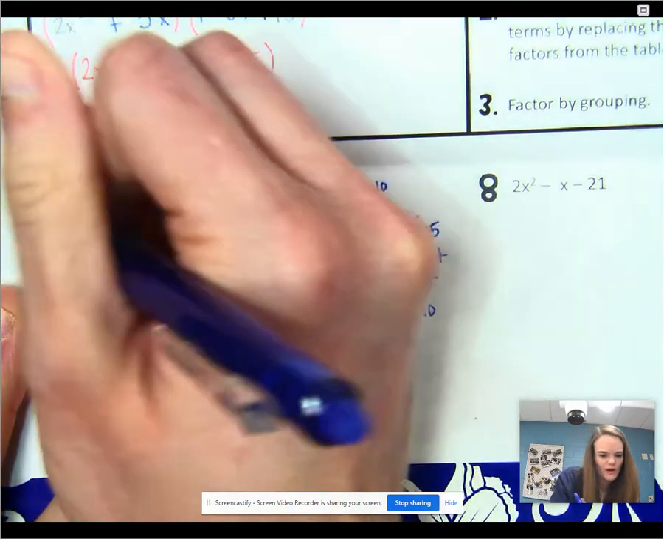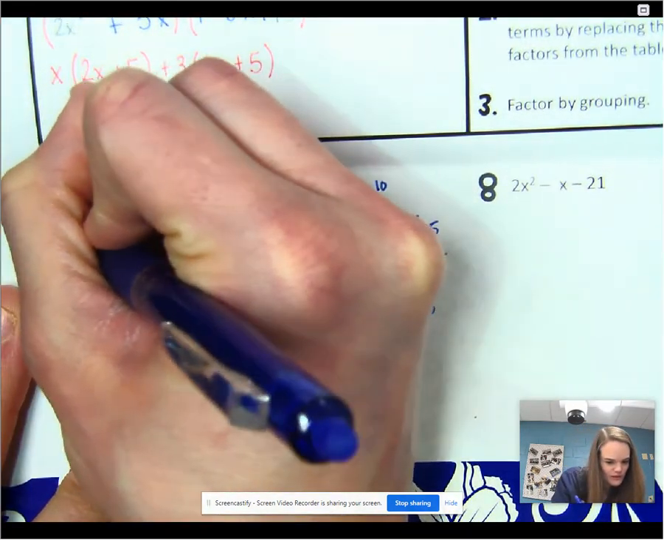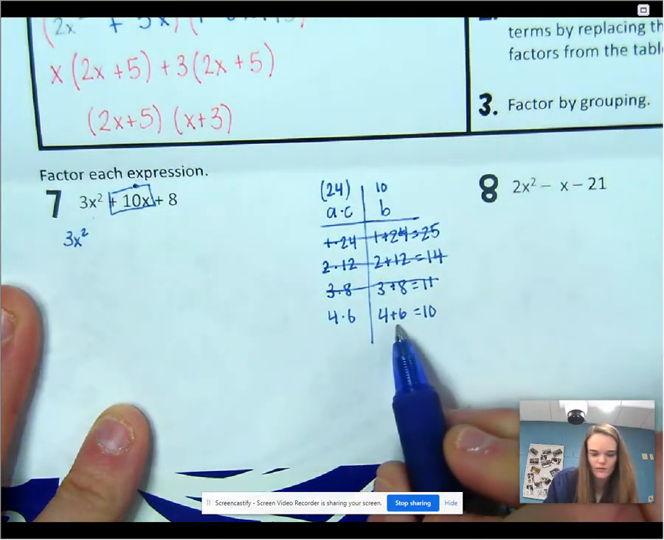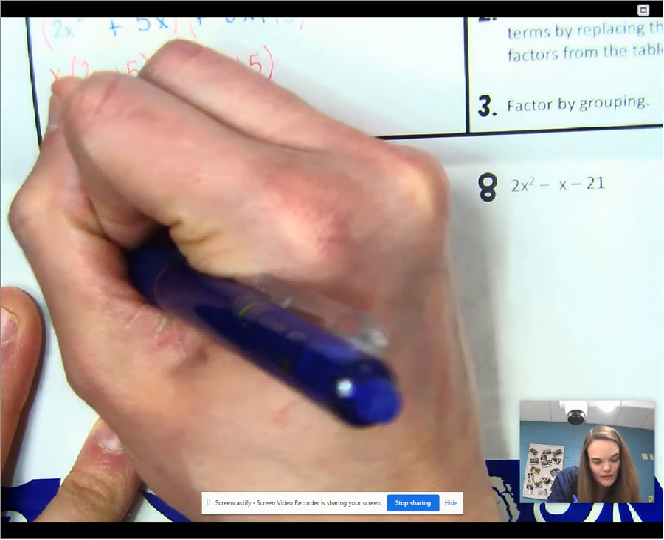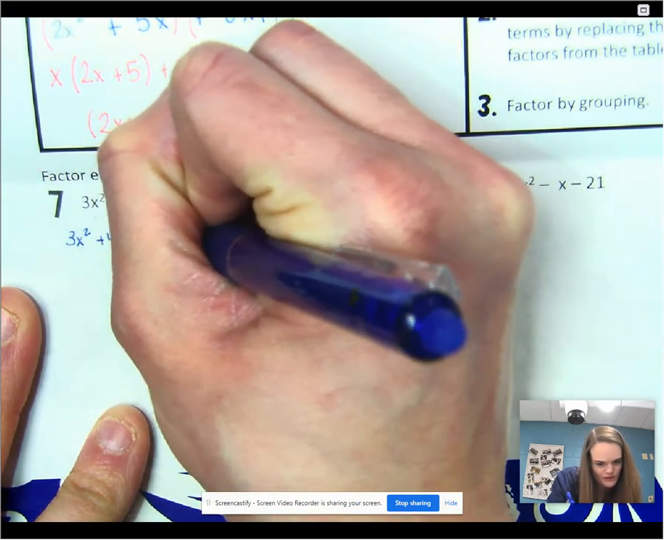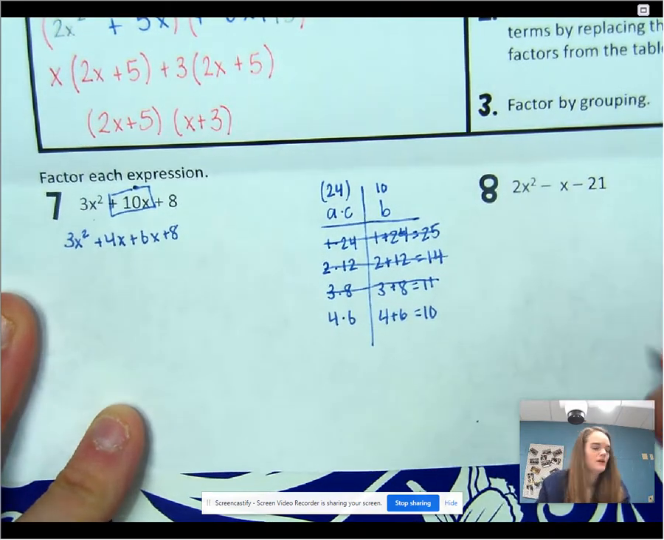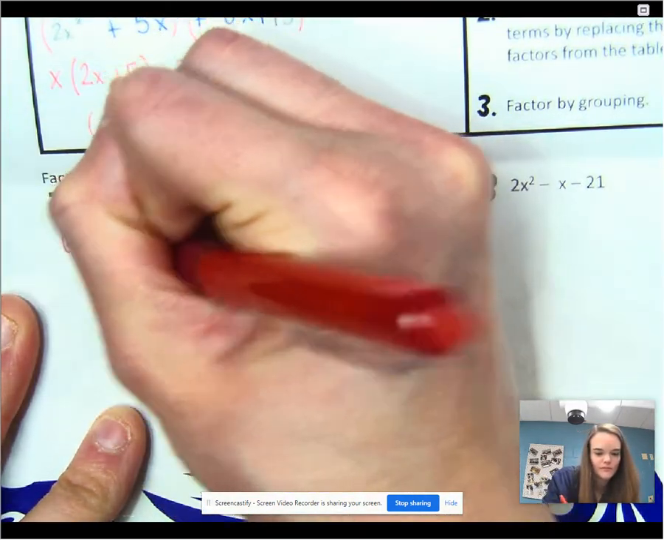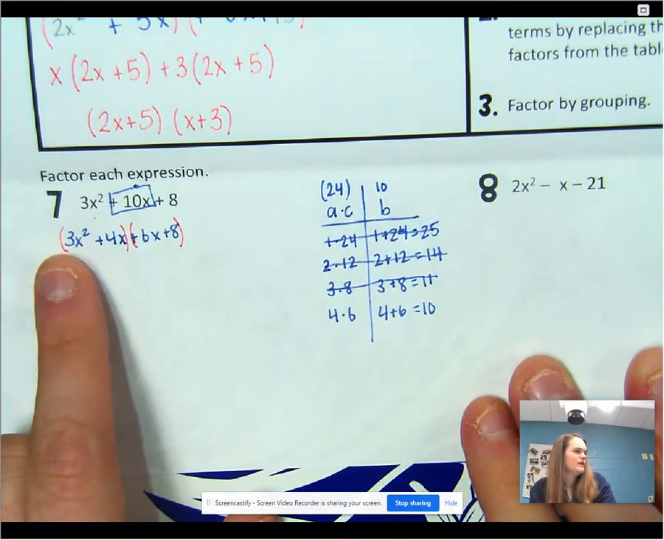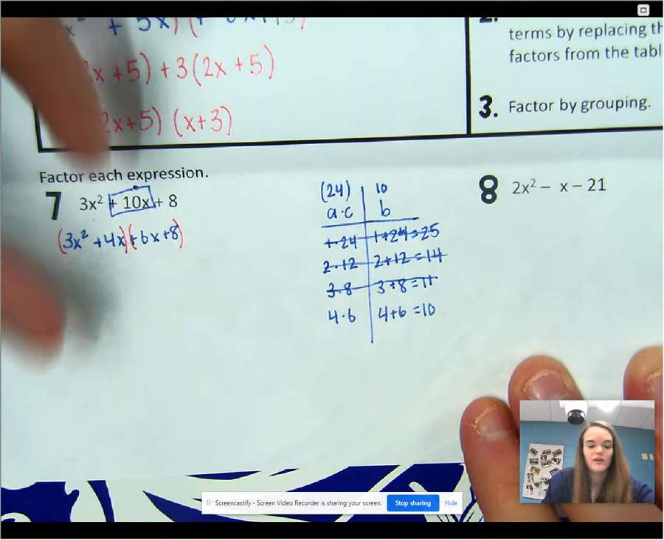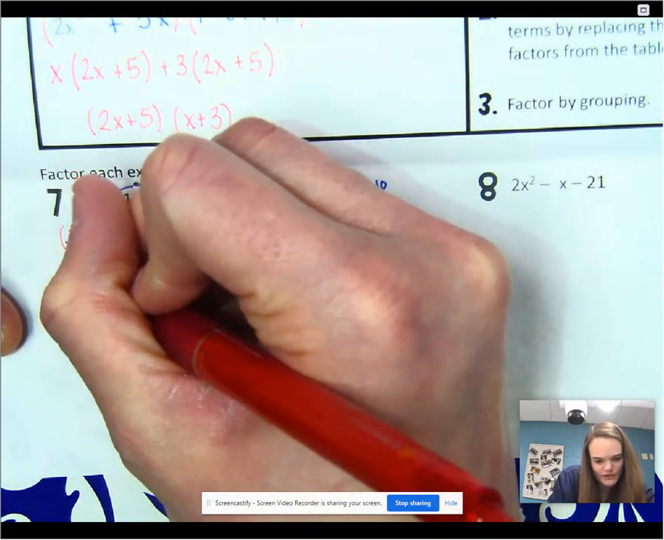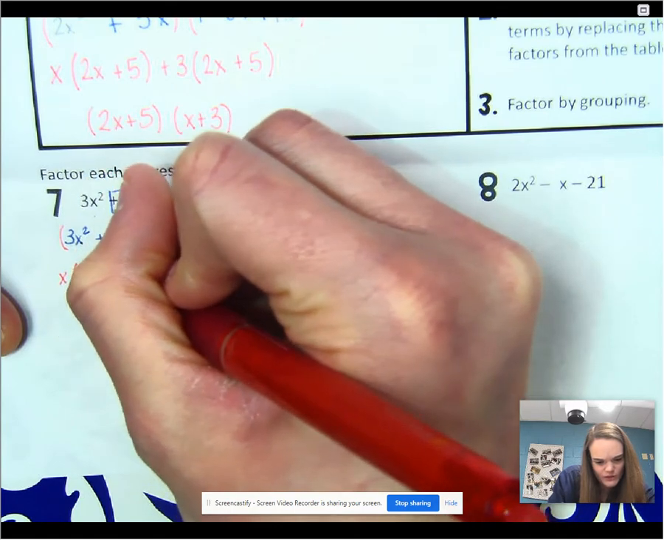So remember, write down 3x squared. But instead of 10x, you're going to write 4x plus 6x. And bring down plus 8. Now we're going to group them. A number does not divide into 3 and 4. However, an x does into the x squareds. So 3x plus 4.